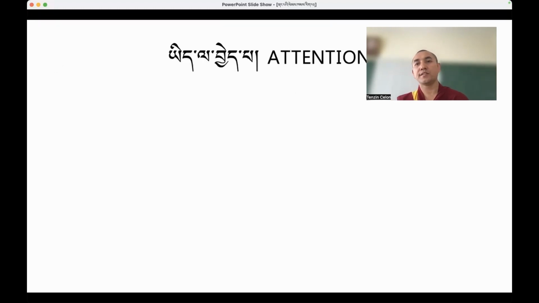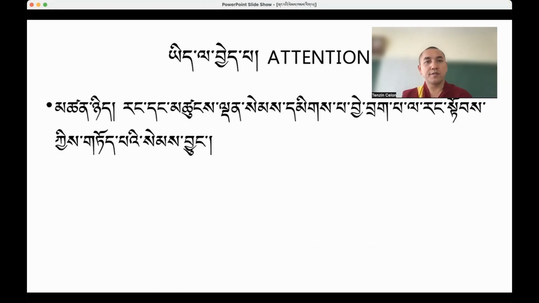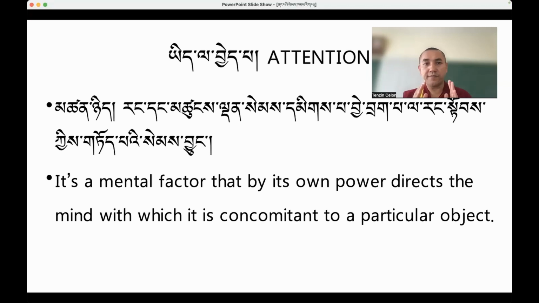Now we will discuss attention. What is attention? Attention is also a mental factor. It directs our mind towards particular objects. So this is the definition of attention: a mental factor that by its own power directs the mind with which it is concomitant to a particular object.